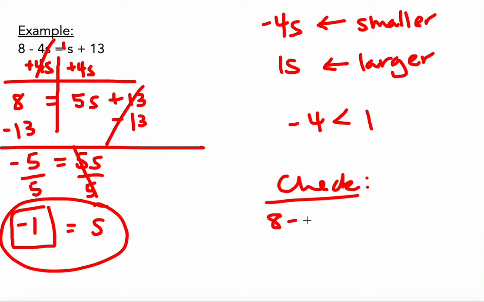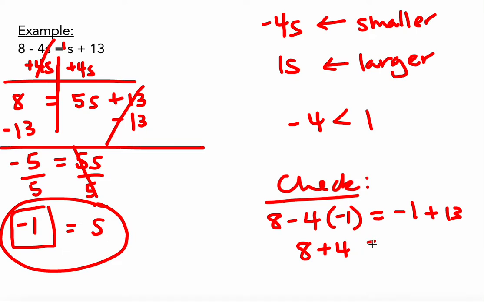So instead of 8 minus 4 times s is 4 times negative 1 equals s plus 13. S is negative 1 plus 13. So I have two different locations to substitute for s equals negative 1. Let me do the math here. 8 minus 4 times negative 1. Well, negative 4 times negative 1 is positive 4.